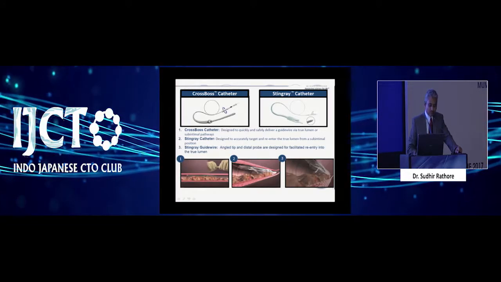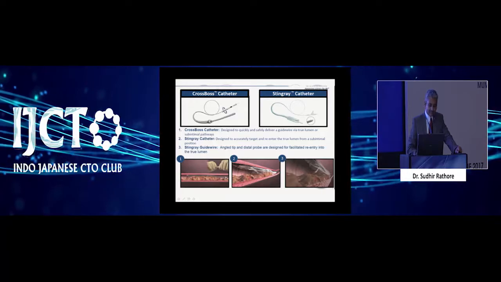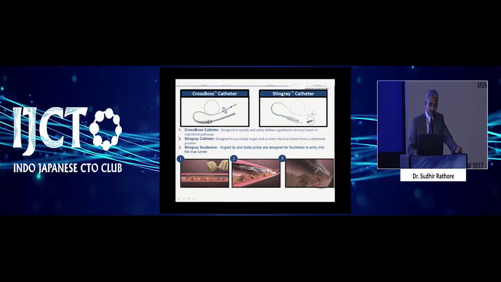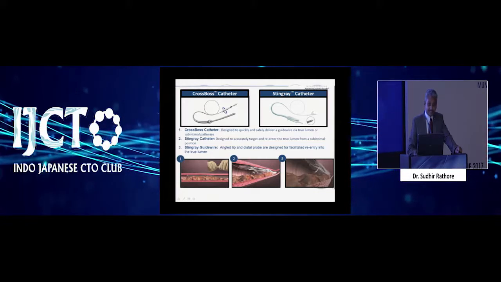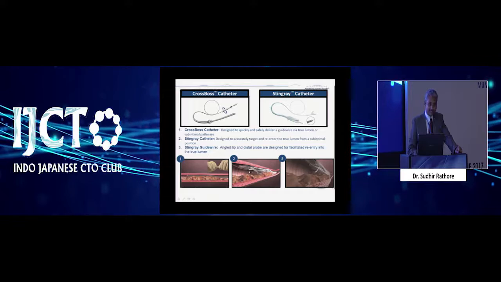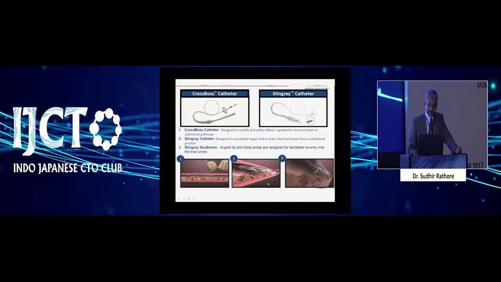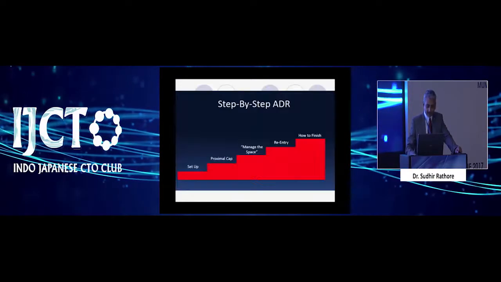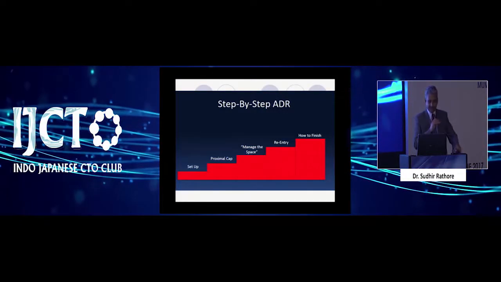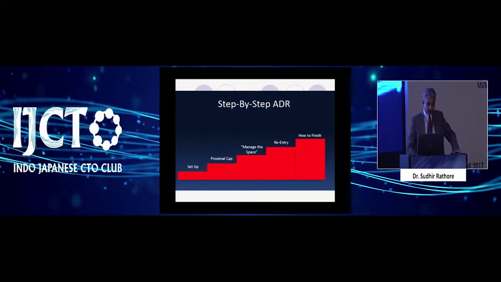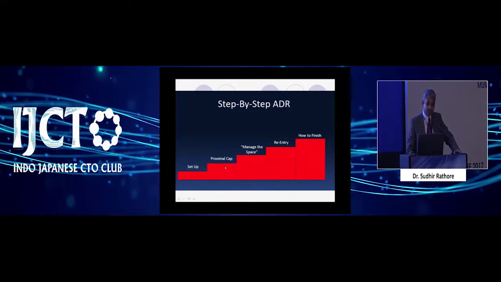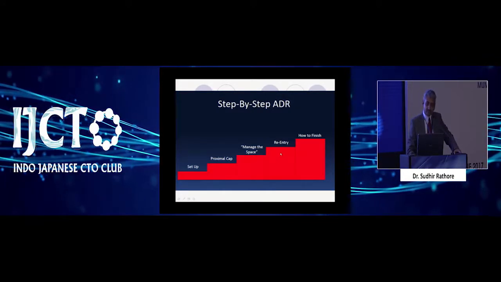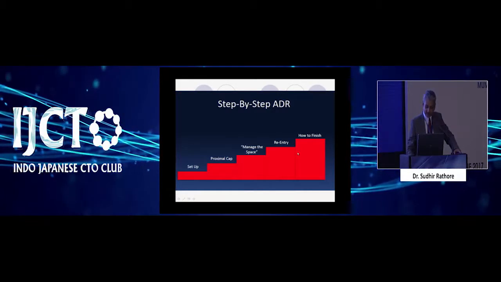As you can see here at the bottom in this cartoon, the CrossBoss catheter is advanced first, which takes the subintimal route and goes beyond the CTO segment. And then you exchange this CrossBoss catheter, with a stiff wire in place, for a Stingray balloon, and then you try to make a re-entry with multiple injections. So how do you do step-by-step ADR? These are some of the steps. You have to have a proper setup. Then you have to deal with the proximal cap to enter. Then you have to manage the subintimal space. Then you have to re-enter into the true lumen, and you have to finish the case.